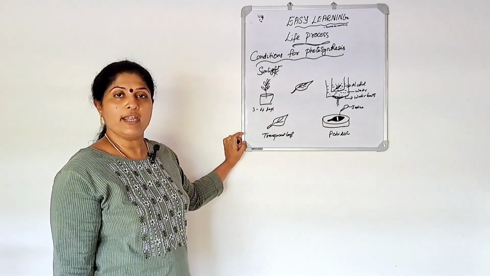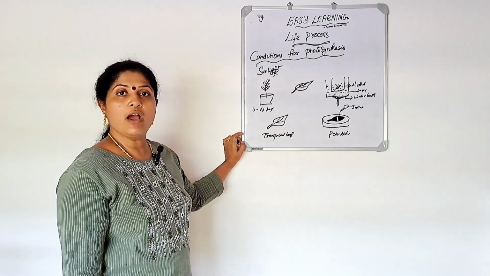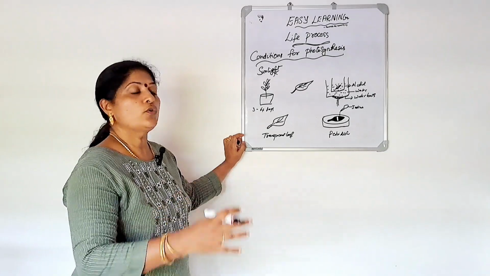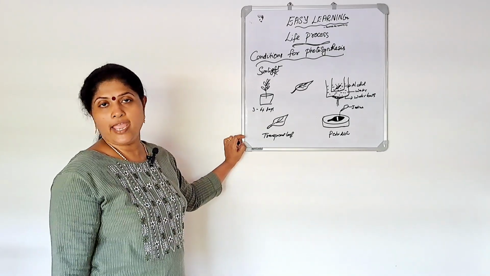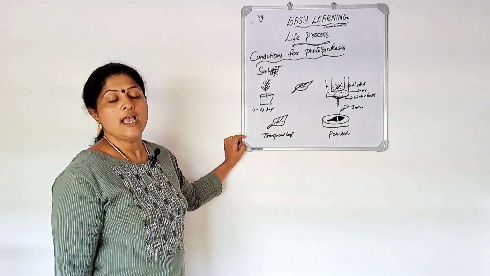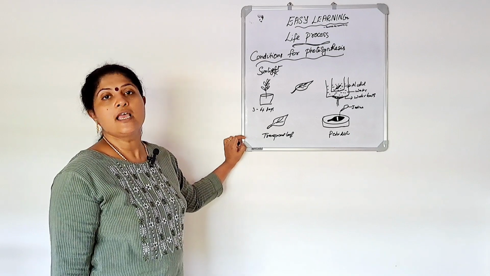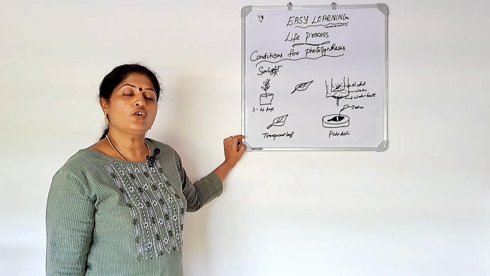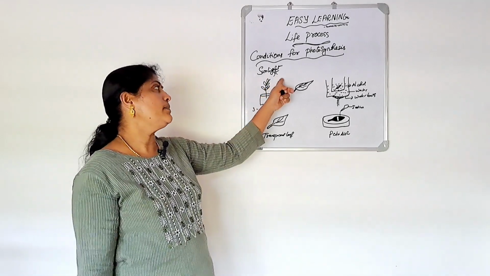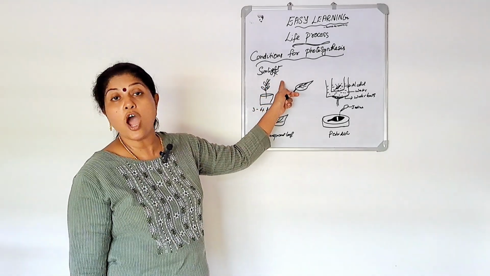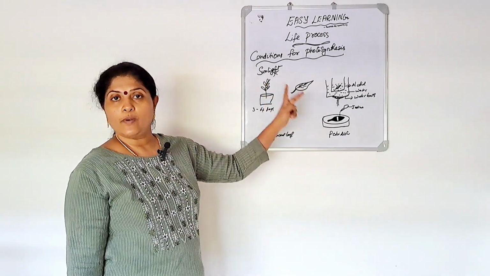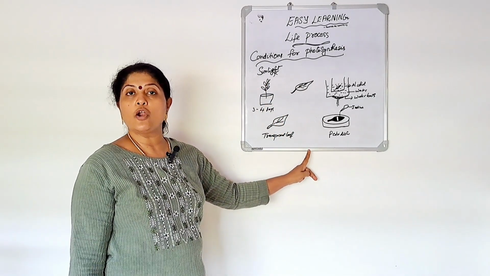I hope you have understood this particular topic. Whatever I have covered regarding nutrition in plants: what is meant by photosynthesis, the major 3 steps of photosynthesis, the conditions necessary for photosynthesis, the raw materials used for photosynthesis, and the one experiment to show that sunlight is necessary for photosynthesis. So you should know the diagram very well, and the explanation of the experiment is also very important.